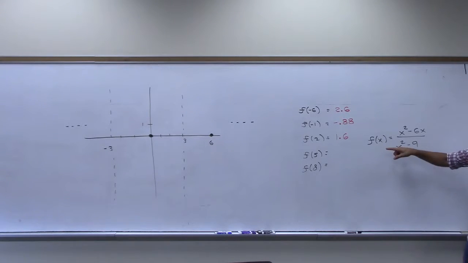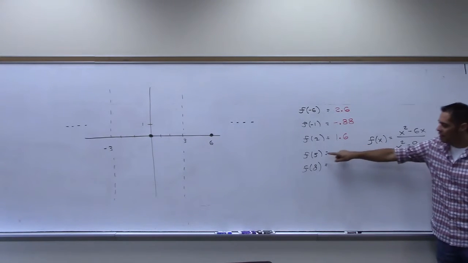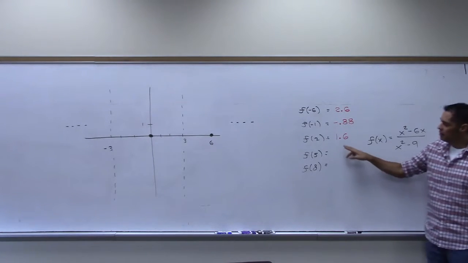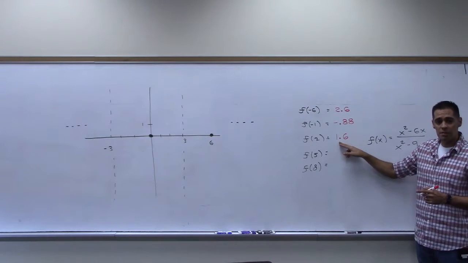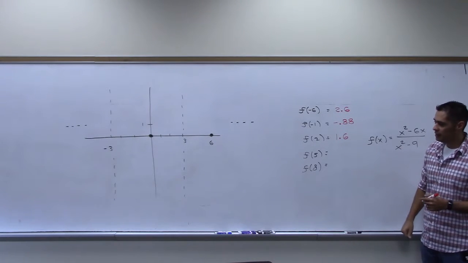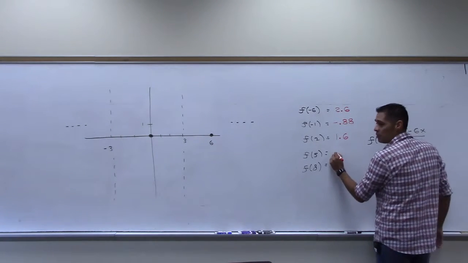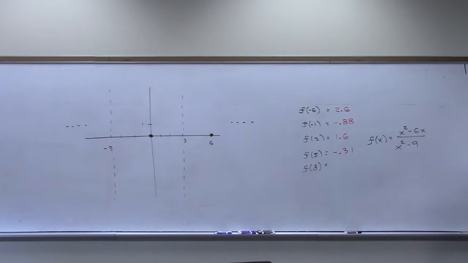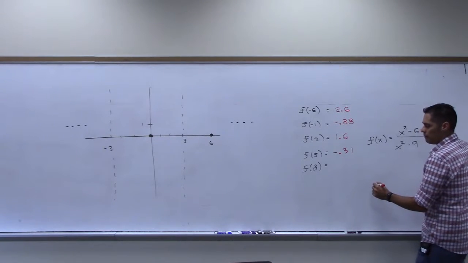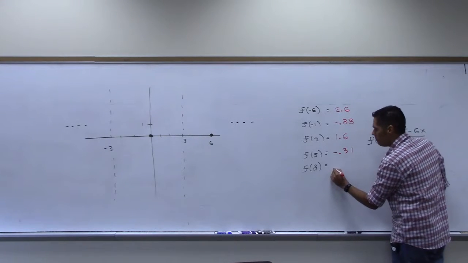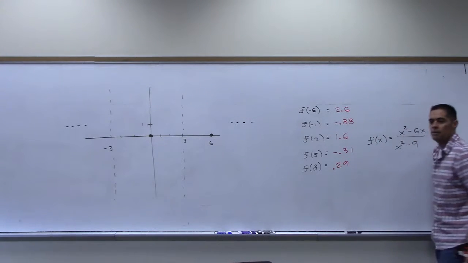All right, do y'all know what we're doing here? We're taking this number, plugging in for x, and computing it? Okay. 1.6 for this one? For 5? -0.31. Okay. And then for 8? 0.29. Yep, 0.29. Okay.